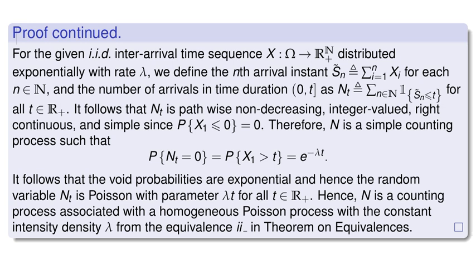From our equivalence 2 in the theorem on equivalences, lecture 24, stating that exponential void probabilities imply N(A) is Poisson, the random variable N_t is Poisson with parameter lambda t for all t in R plus. Therefore, N is a counting process associated with a homogeneous Poisson process with constant intensity density lambda.